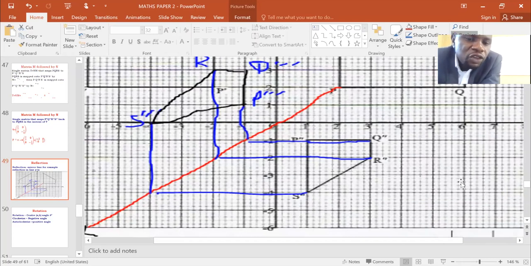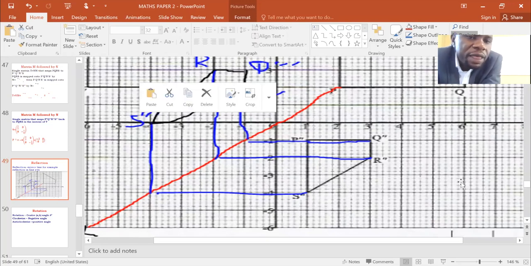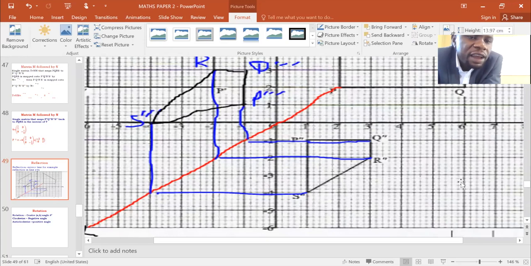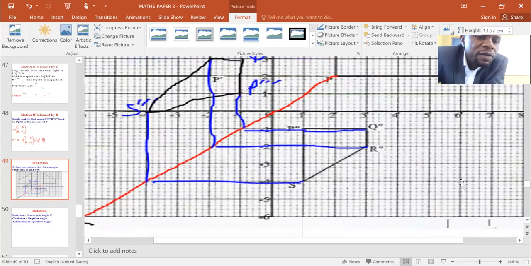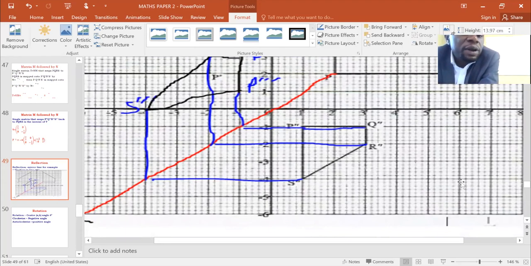From S, the mirror line, 1, 2, 3, 4, 5. But another perpendicular line, 1, 2, 3, 4, 5 should be up there. Slightly up at positive 1. Is that right? So it should go up to there, up to negative 1, 5 squares. Then at that particular point, you'll have got the image.